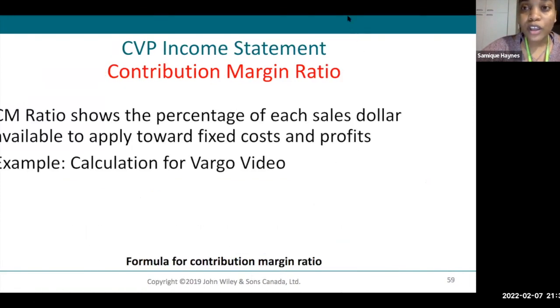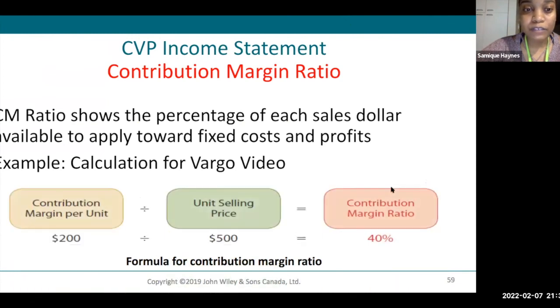Great. So the contribution margin ratio, as we said before, shows the percentage of each sales dollar available to apply towards the fixed cost and the profit. And again, to calculate the contribution margin ratio, you take the contribution margin per unit and divide it by your unit selling price. That's going to give you a contribution margin ratio.